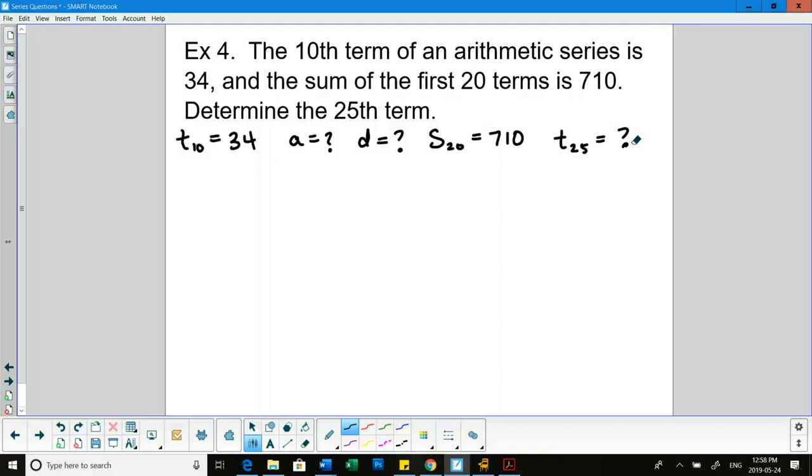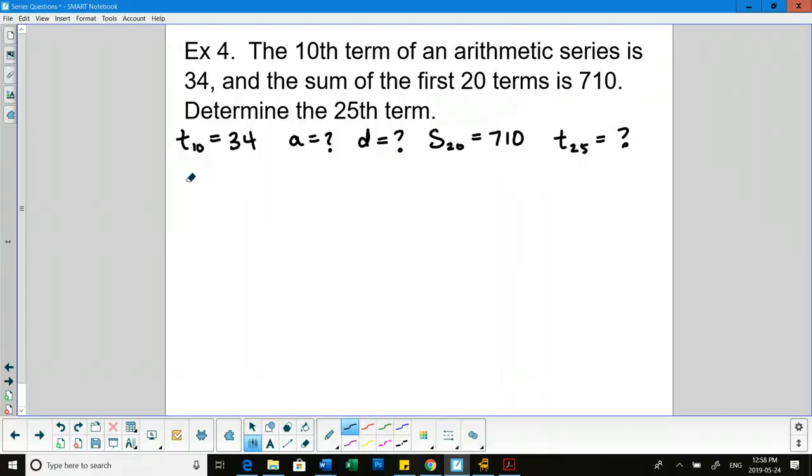These are the scenarios that I talked to you guys about that we absolutely need elimination to solve. So we're going to set up two equations with the information. In order to find the 25th term, we need to get that a and d value. So ideally, I'd like to set up two equations that have both an a and a d value so that we can solve using elimination.